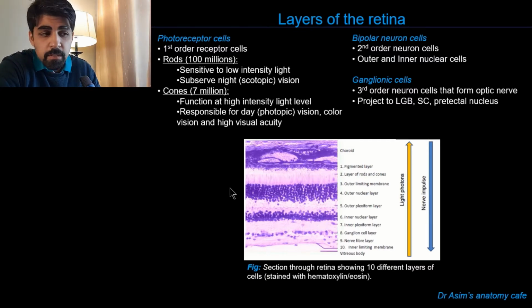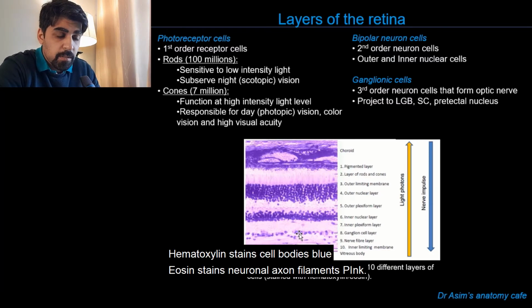Down below over here, you can actually see a cut section which has been taken through the retina. You can see the 10 different layers of the retina shown over here. They've been stained with hematoxylin and eosin, so the neuronal cell bodies are going to appear kind of bluish or purplish in color because of being stained by the hematoxylin stain, whereas the axons of the neurons are going to be stained pinkish in color because of the eosin stain.